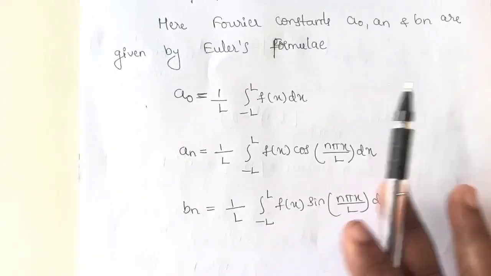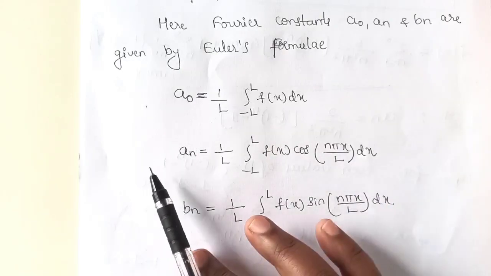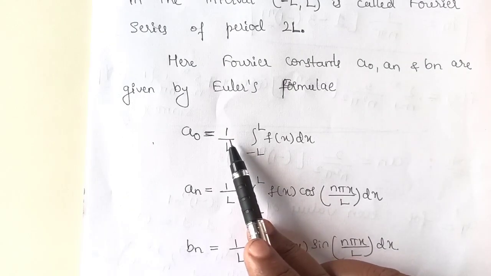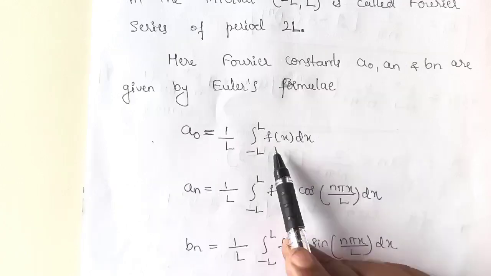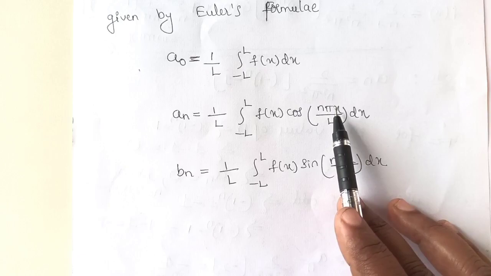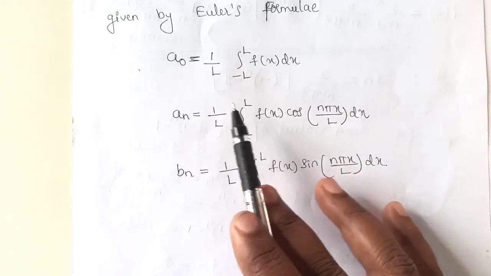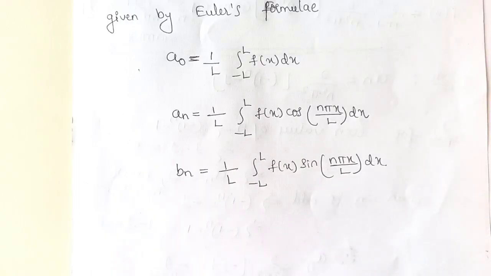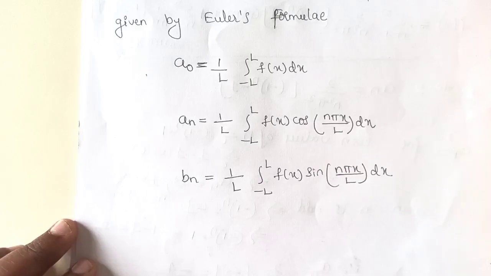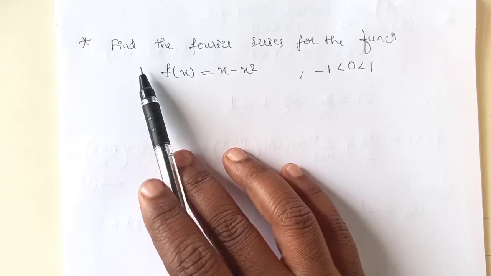Almost these constants are similar to those of period 2 pi, but the difference is that there we have 1 by pi, but in this case we have 1 by L, and there we have only cos nx, but here we have cos n pi x divided by L. Remaining are same. Okay. Now we solve some problems on this. Here we have the first problem.